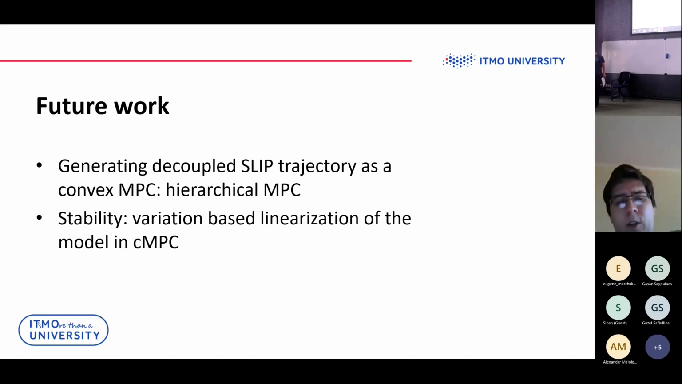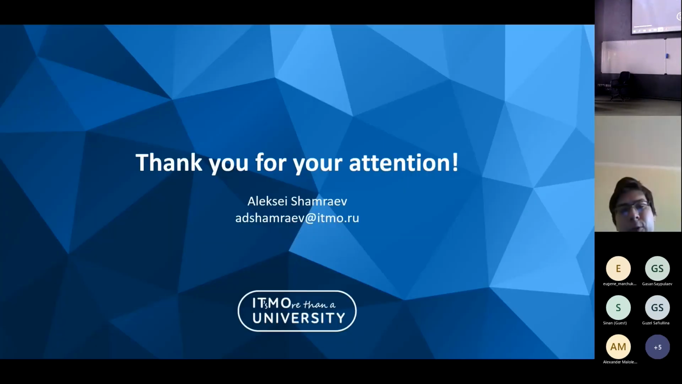Another task is about stability. I don't like this simplified linear model, because there are no cross products of angle dynamics, and this is not good. I think there will be a good result if we linearize it more accurately. So thank you for your attention.